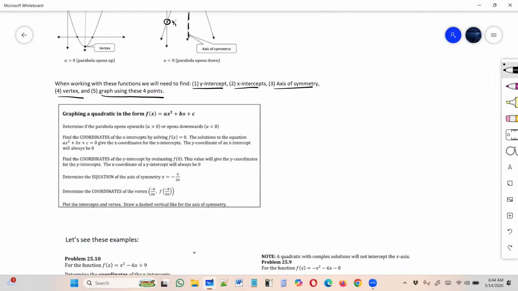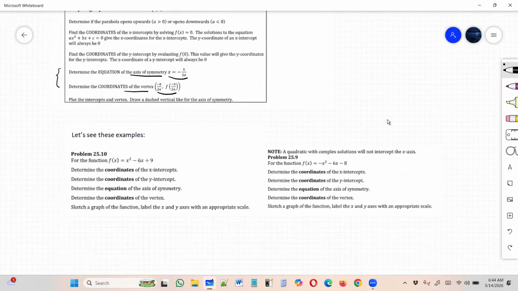The only new detail that you're going to need is this. The axis of symmetry is located at x equals minus b over 2a. And then the coordinates of the vertex are here. I'll show you exactly how to do that. So on the exam, you're going to do it in exactly the same way as I am doing here: y-intercept, x-intercepts, axis of symmetry, vertex, and graph. That's all you're required to do.